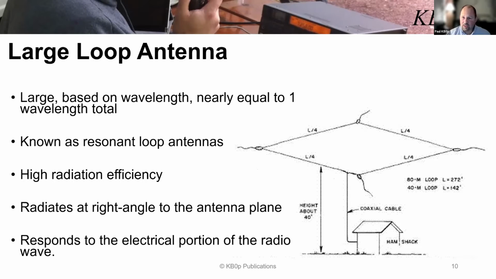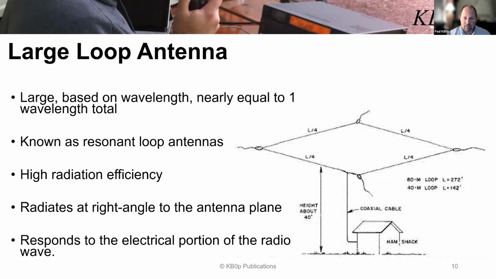All right, so we're just going to talk about the large loop first. The large loop is large based on wavelength. So when we talk about size, we're talking about size in comparison to wavelength at the frequency that it's cut for. Generally a large loop is nearly equal to 1 wavelength total. So an entire wavelength on 80 meters is about 272 feet. An entire wavelength on 40 meters, which is 7 megahertz, is about 142 feet.